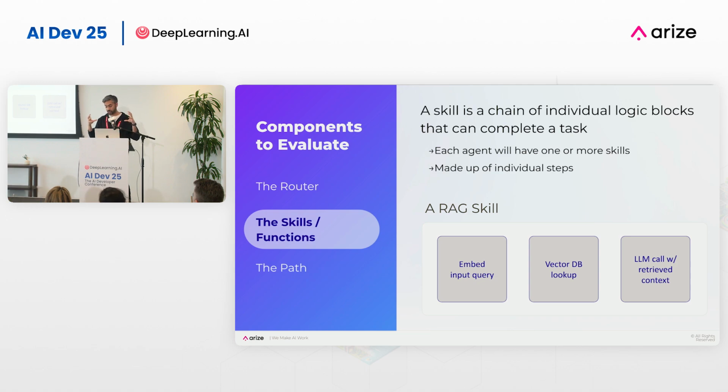So you can construct all of this together as a RAG skill that the agent can then go use. This can be a function that might have multiple parts to it.